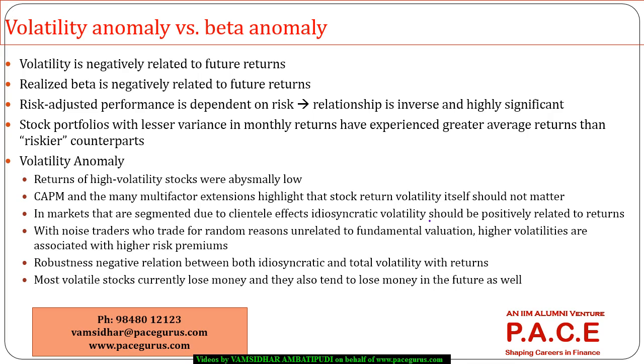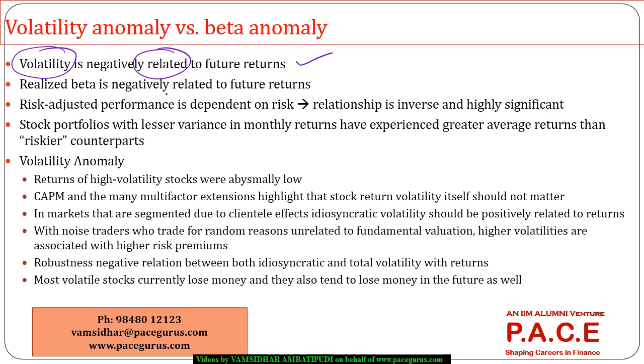Then the next topic that we are discussing here is the volatility anomaly versus the beta anomaly, just like the low risk anomaly that we have discussed in the beginning. There is a volatility anomaly and a beta anomaly. The volatility anomaly says that volatility is negatively related to future return. So the lesser the volatility, the higher the expected future return. This is again a violation of our regular concept, which says the higher the risk, the higher the expected return. But this is going completely the opposite. The lower the volatility, the higher the expected future return.